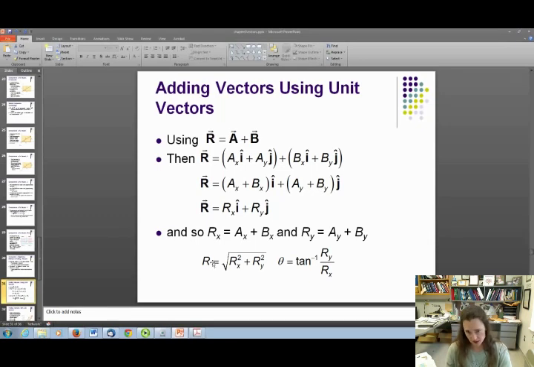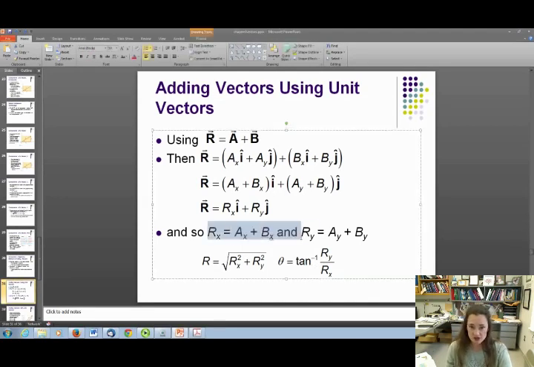And then the length of your resultant vector will be the square root of the sum of the squares, Rx squared plus Ry squared, and the angle will be the inverse tangent of Ry over Rx. One important thing to always understand is that when you're adding vector components, you only add the x components together, and you only add the y components together. You never add x to y. You don't want to do that. So Rx is equal to Ax plus Bx, and Ry is equal to Ay plus By.